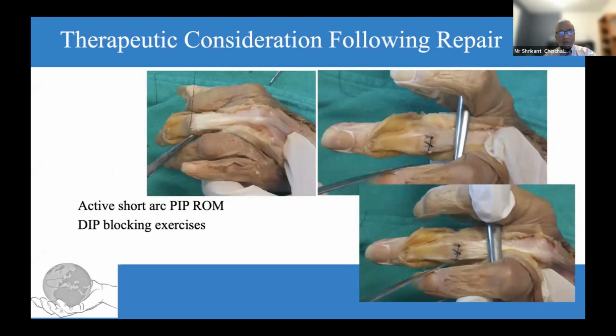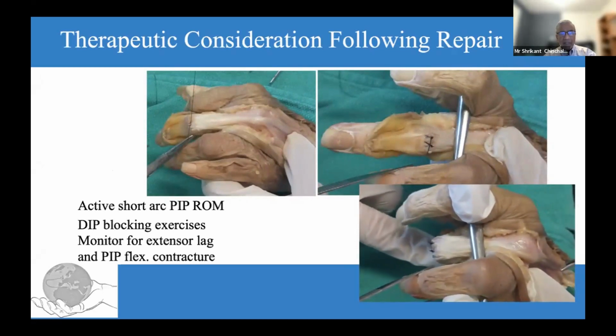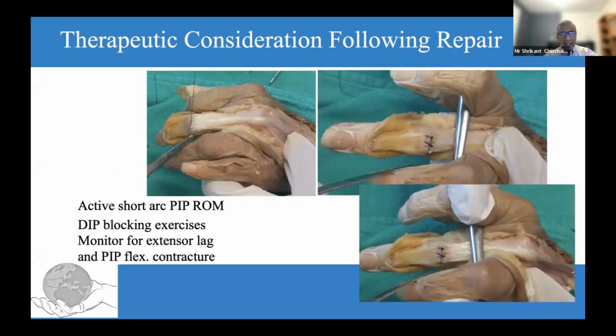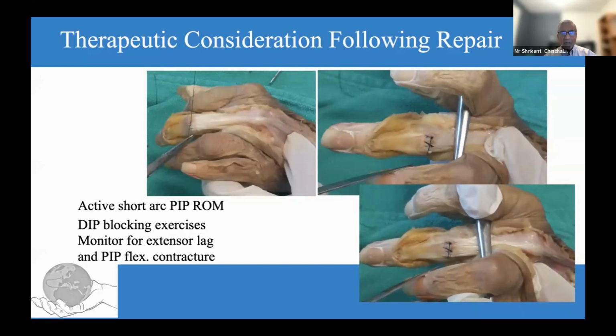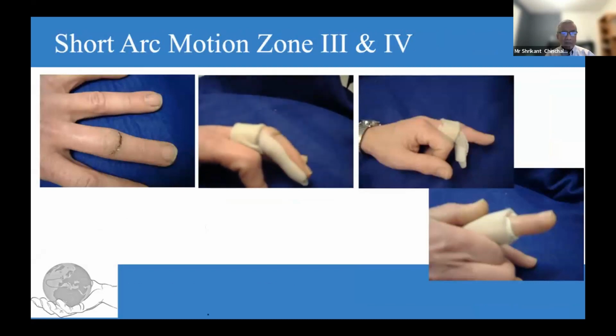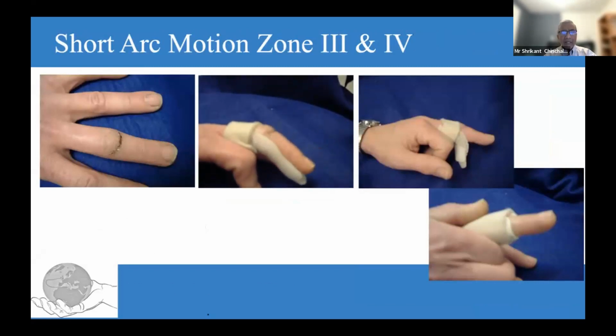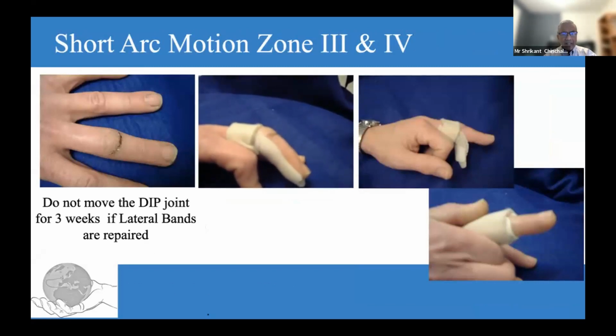So we begin with active short arc of motion of the PIP joint. We allow patients to perform DIP joint flexion exercises. We monitor extensor lag and PIP joint flexion contractures, and we treat those accordingly. My recommendation is patients do not use tight grip for a good 8 weeks rather than 6 weeks following the central slip repair. So institution of a short arc motion splint is quite effective. Patients do not require an elaborate splint.